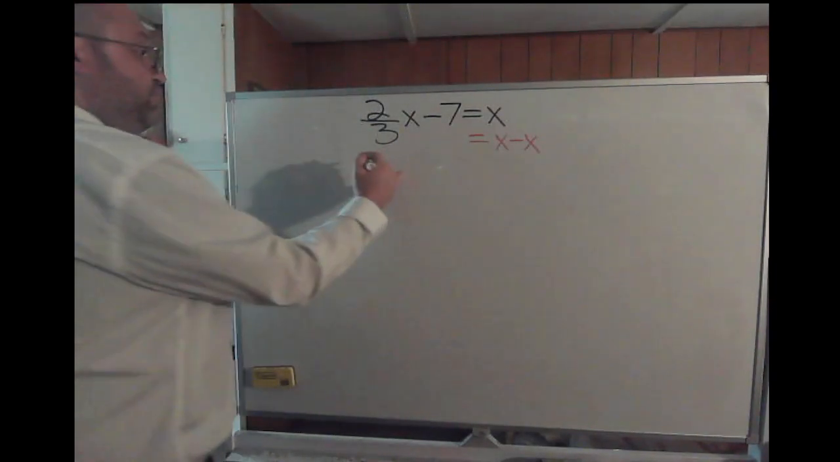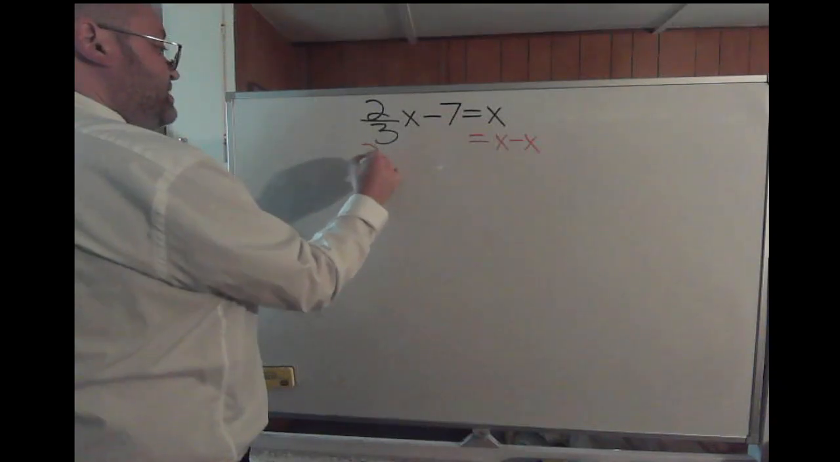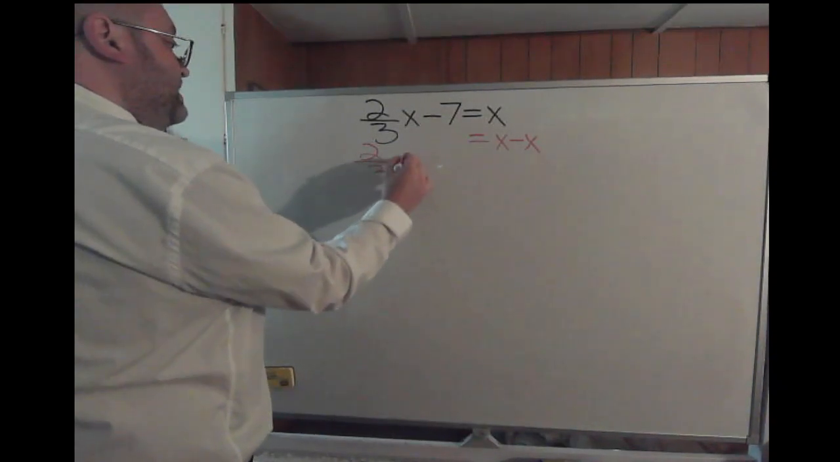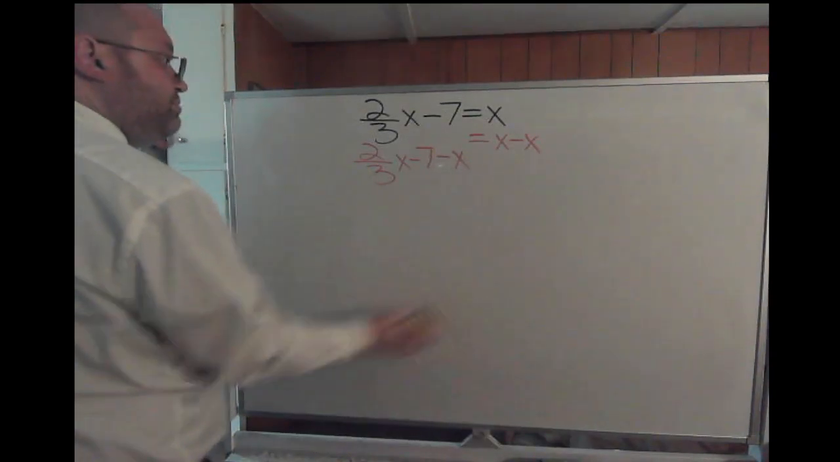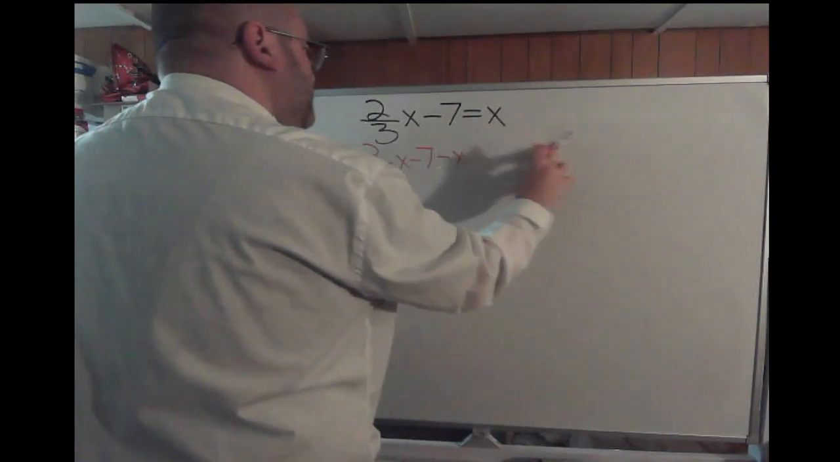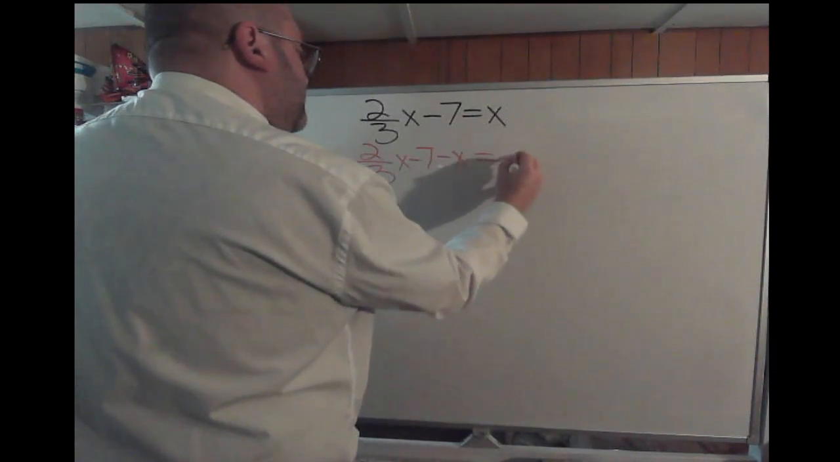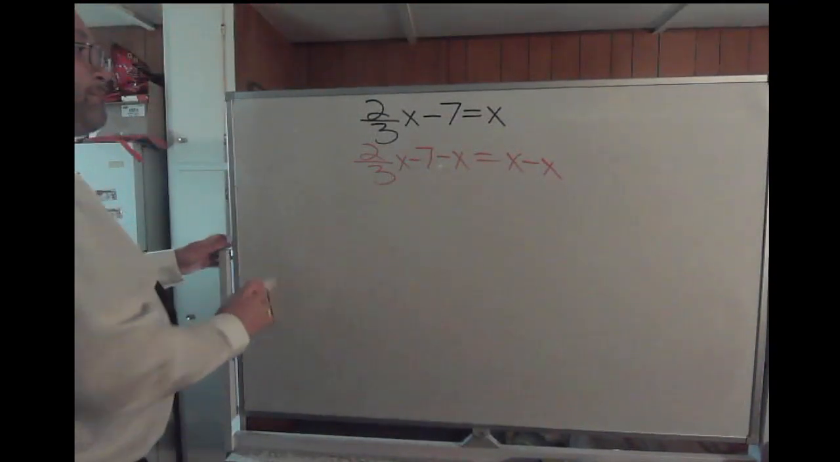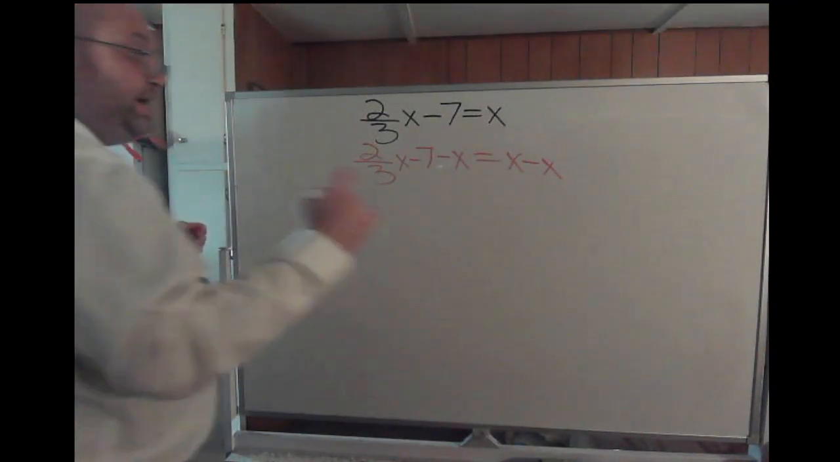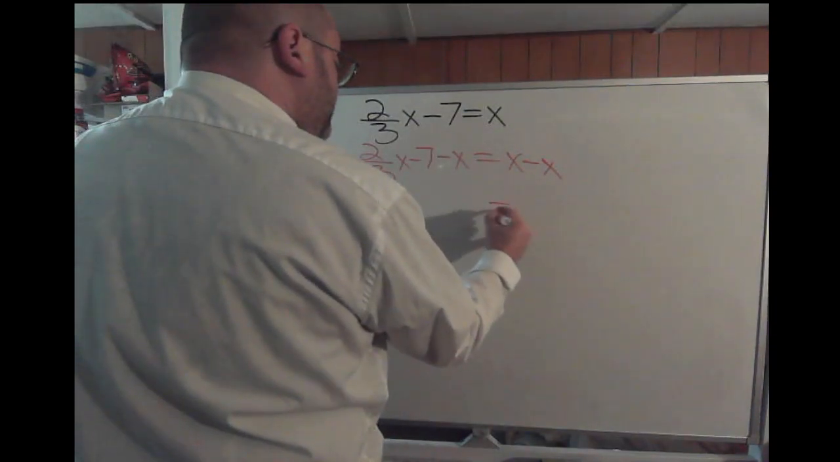But what you do to the right side, you got to do to the left, you'll take 2/3 x minus 7 minus x. Let me move this down a bit. It looks kind of stupid the way I had it. There we go, equals x minus x. Alright. So now on the right hand side, x minus x, well, we know that's 0.